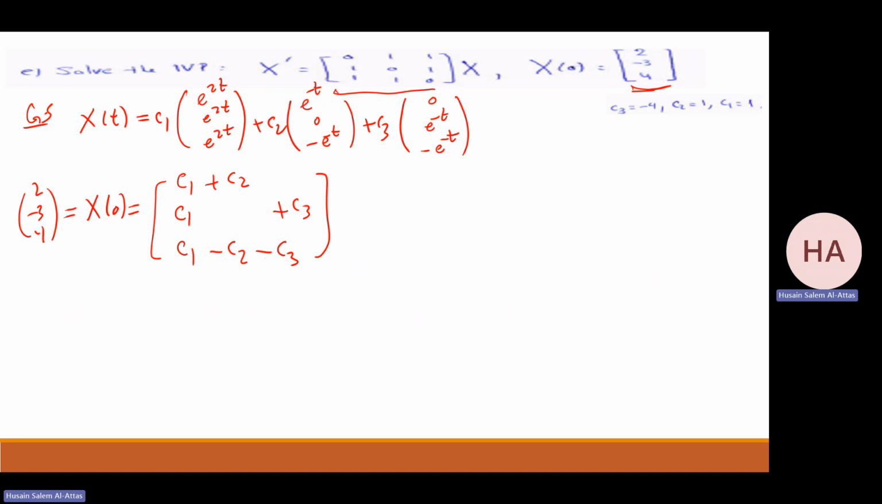And to solve these three equations, we have C1 plus C2 equal to 2, and C1 plus C3 equals to minus 3, and C1 minus C2 minus C3 is equal to 4. This is 4, not minus 1, sorry.